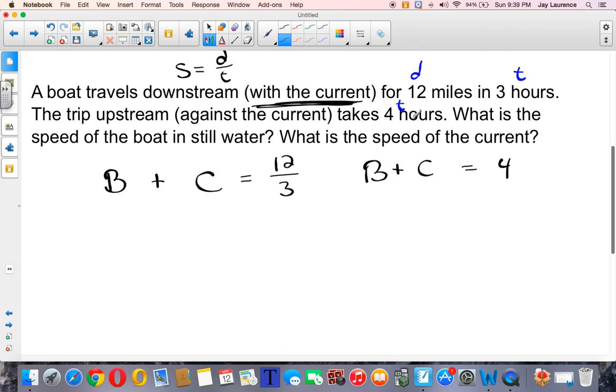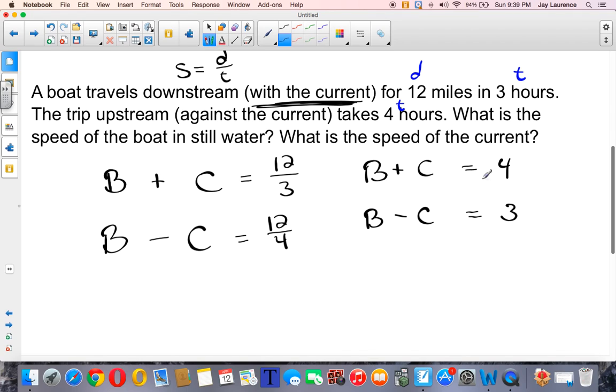All right. Now, I know there's another trip where you go against the current. So the boat is going to be working against the current, which means the current is going to be taking away from the boat's speed. Okay? The distance will be the same, 12 miles, because it's the return trip. And this time it takes 4 hours. And so I'll have B minus C equals 3.